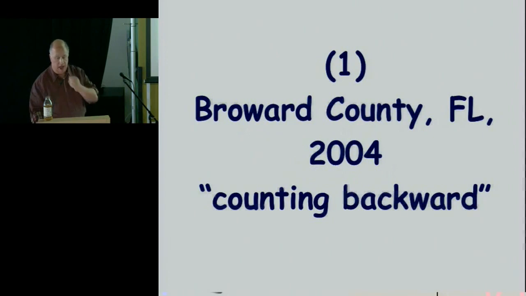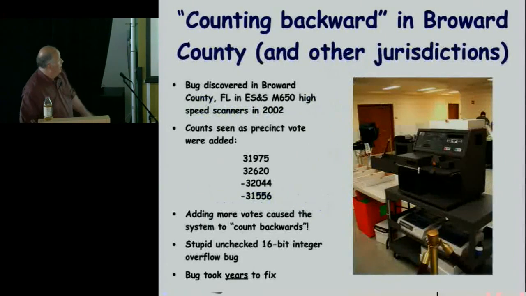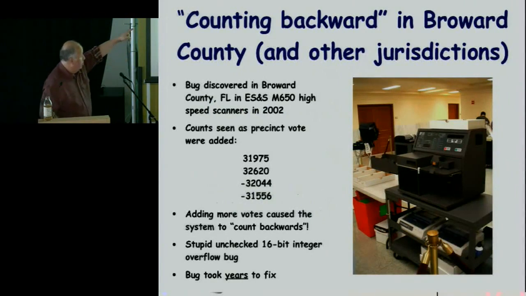This is in Broward County, Florida in 2004, and this has come to be known as the counting backward story because the election officials and the press saw the behavior of this particular voting machine as counting backwards. The voting machine in question was a high-speed scanner made by ES&S, and what they saw was that the scanner's output, as it counted batch after batch after batch of voters, it would add more to the sum of ballots counted.